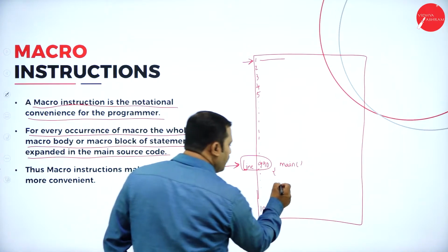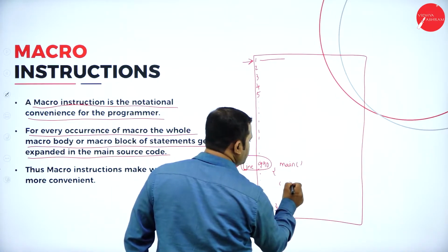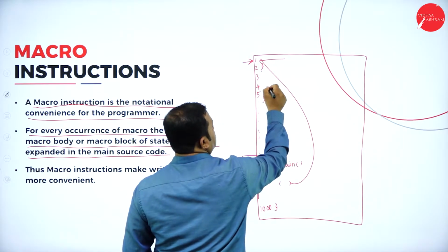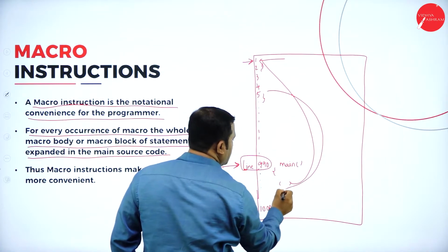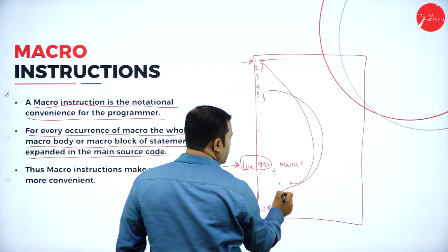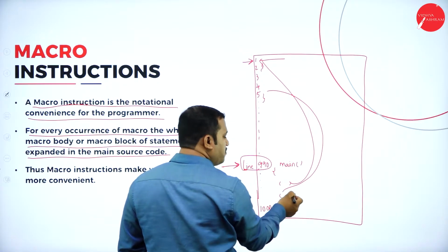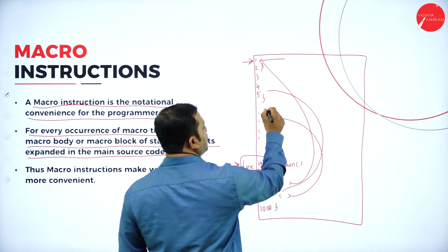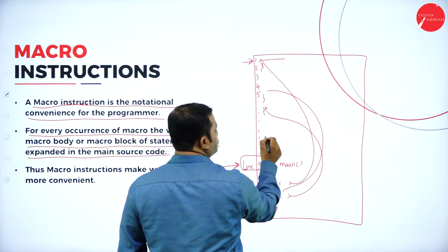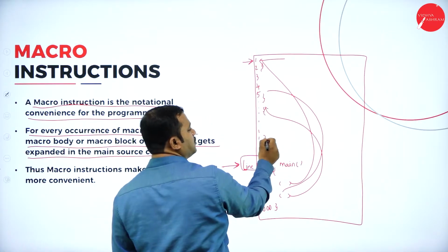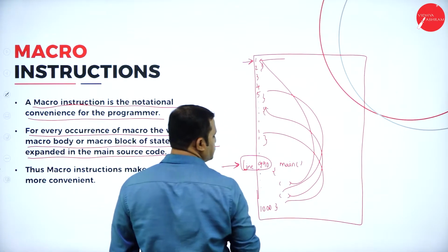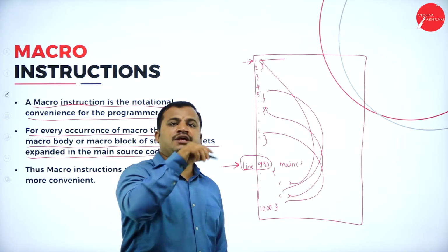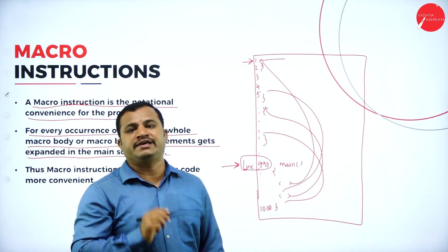Then if there is any function call, the control jumps to that location, executes the set of statements, and then returns back to the same function. At a later point of time, if it comes across one more function call, it jumps to the function definition, executes the set of statements defined inside the function definition, and returns back to the next statement. This is how the function call or function invocation and execution takes place.